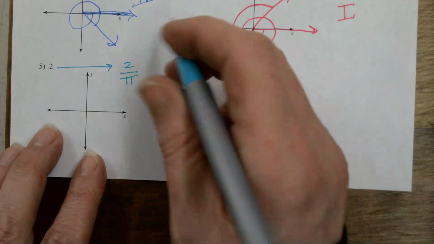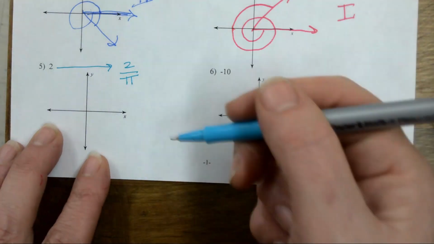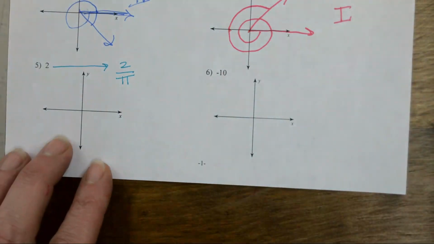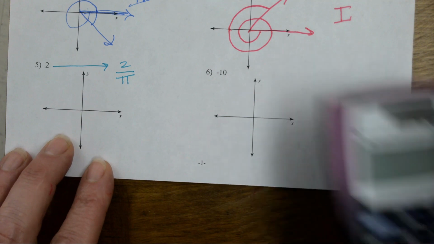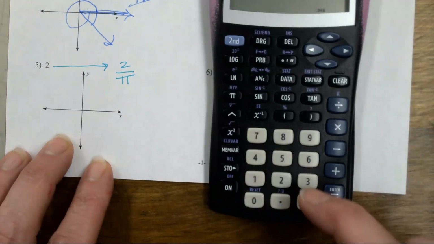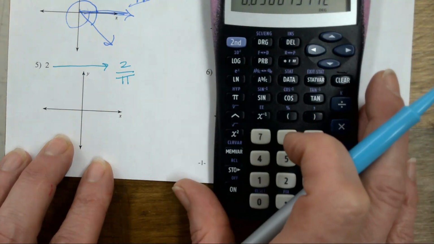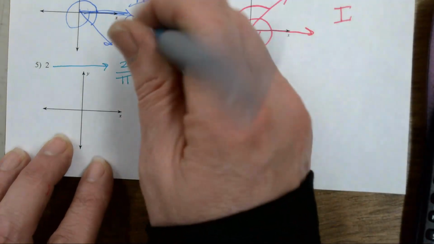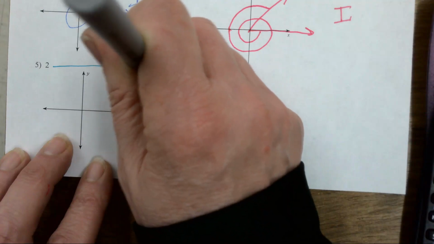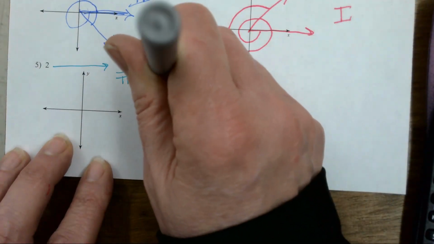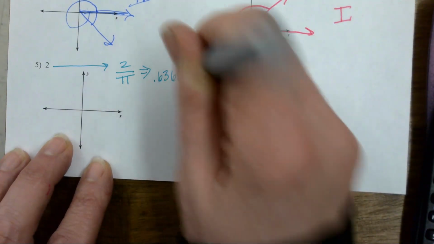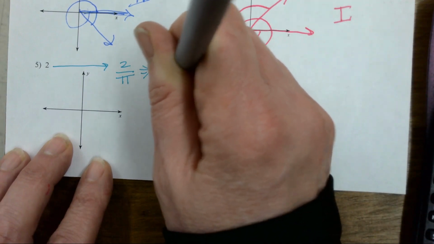I'm basically multiplying it by pi over pi. And so I'll introduce the last pi in there, but I'm going to get the pi out. 2 divided by pi leaves me with 0.6366. So this translates to 0.6366 pi.